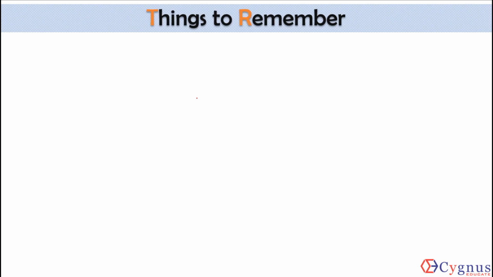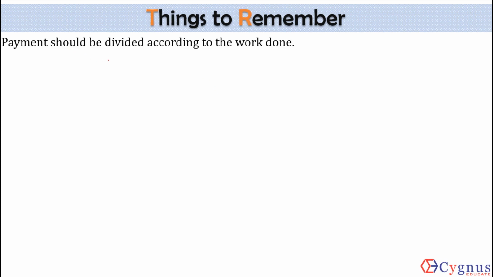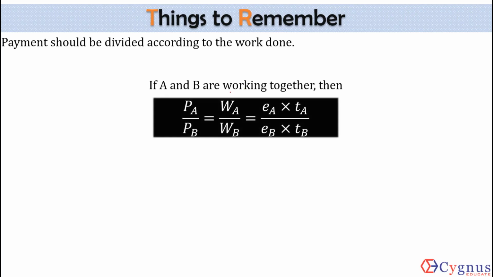The important part here is, how do we distribute the salary? It should be according to their efficiencies, or the amount of the work done by them. So payment should be divided according to the work done. If I've done double the work done by you, that means my payment should be double of yours. If A and B are working together, then payment of A and payment of B will be in the ratio of work done by A and work done by B.